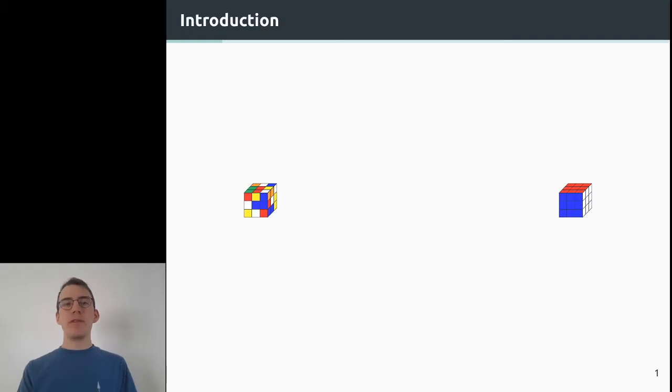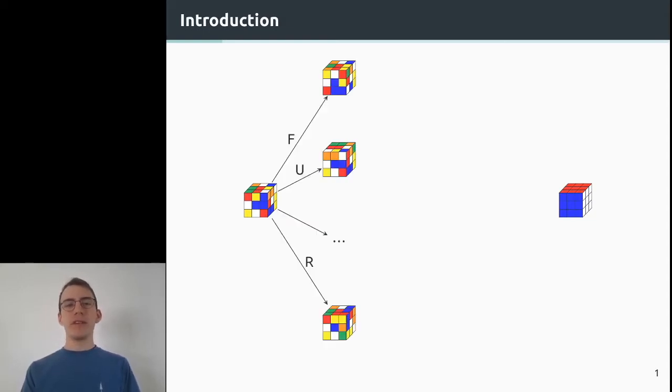Rubik's Cube is a perfect example of a classical planning problem. We start at a given initial state and we would like to reach some goal, here the cube where all faces only show a single color. To change the state, we can apply so-called operators. In the case of Rubik's Cube, this is rotating one of its faces.